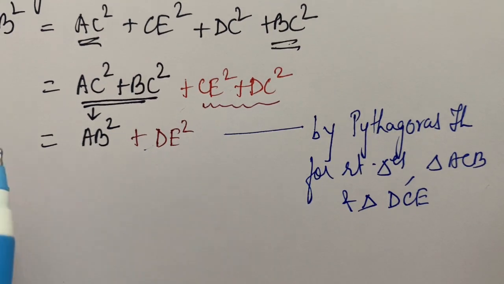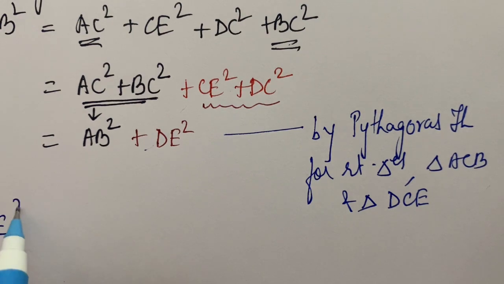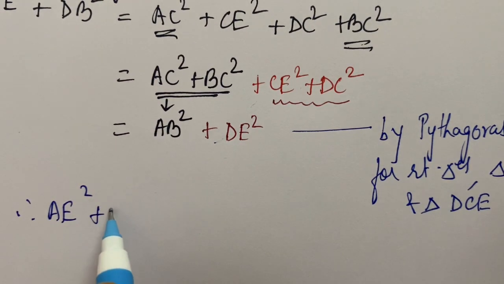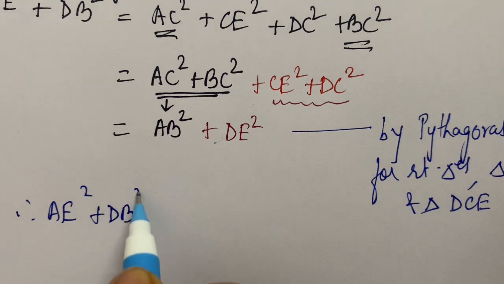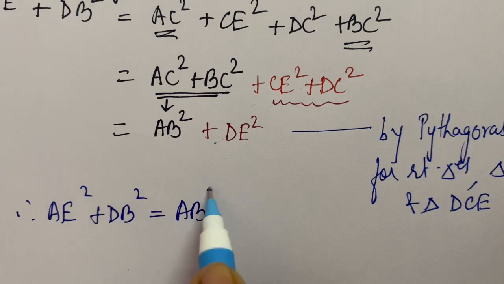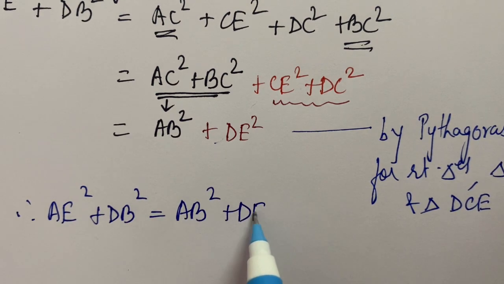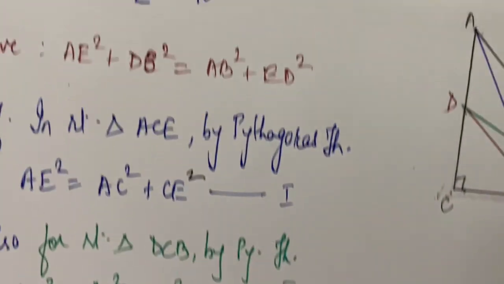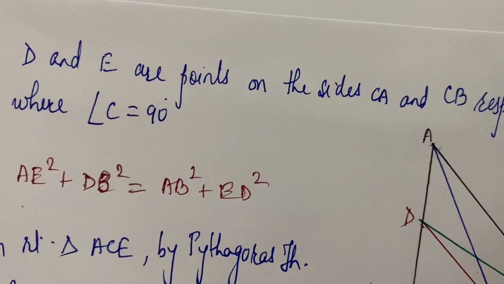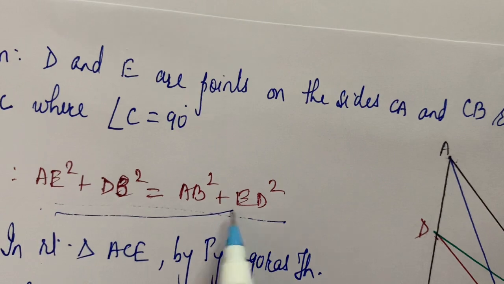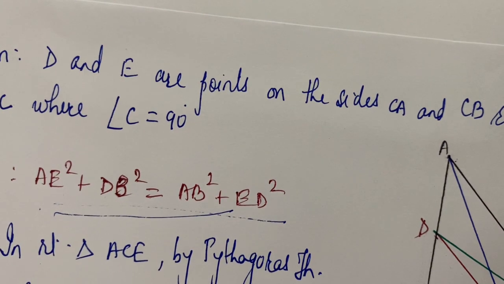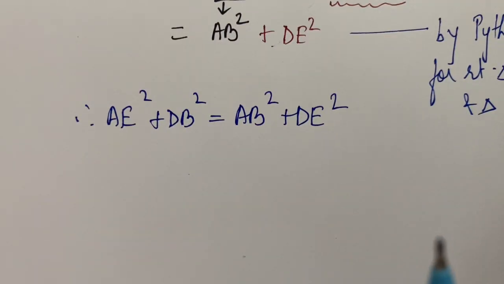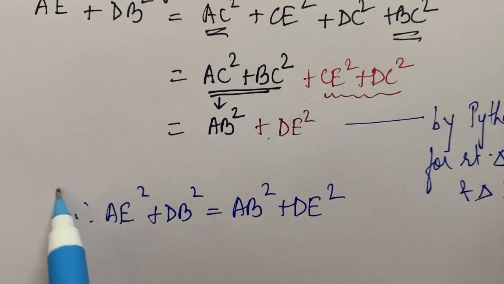Okay, so you get the required result now. Have a look. Therefore, AE square plus DB square is equal to your AB square plus DE square. This is what we had to prove. We were asked to prove. Getting that? Okay. Same result. See the result. So I hope you understood the sum.